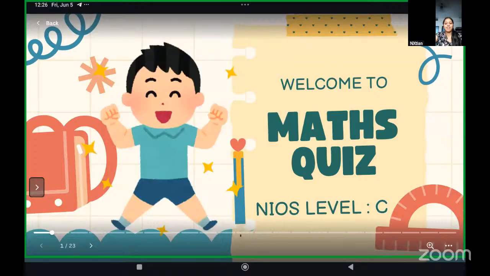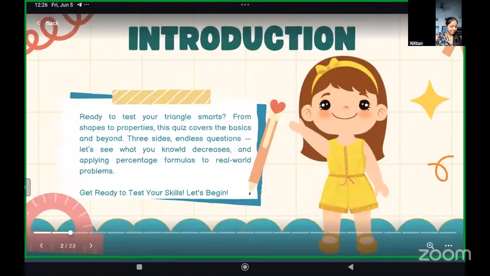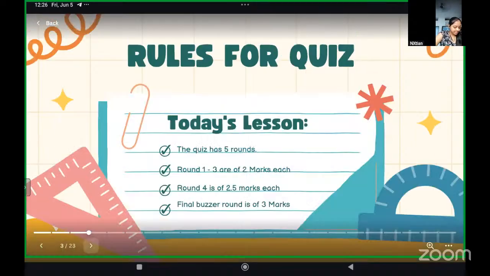Okay, so welcome to the maths quiz, all of you. Today we are going to have a maths quiz based on the chapter triangles. Let's give a read to the introduction. Ready to test your triangle smarts? From shapes to properties, this quiz covers the basics and beyond. Three sides, endless questions. Let's see what you know. Okay, get ready to test your skills.